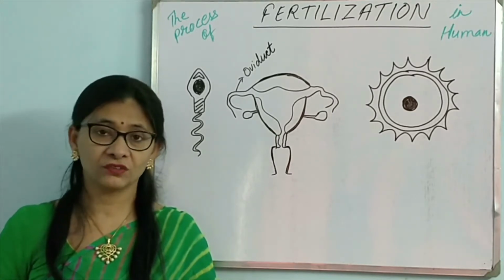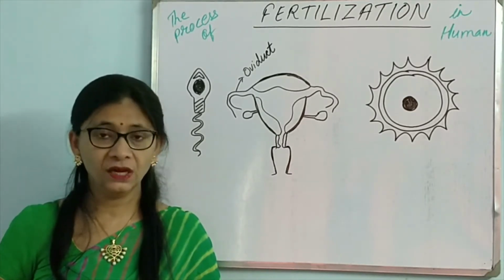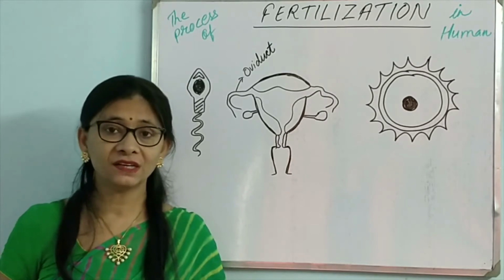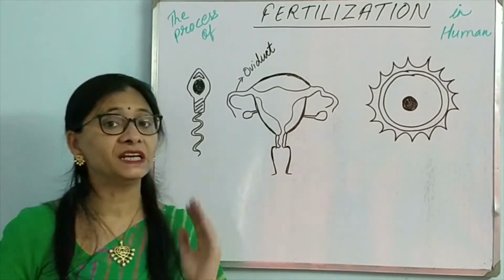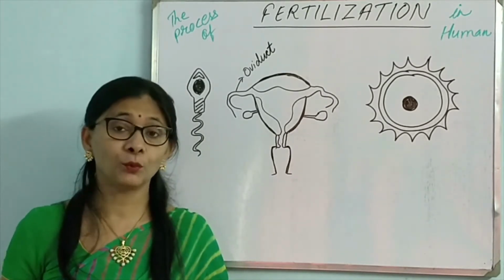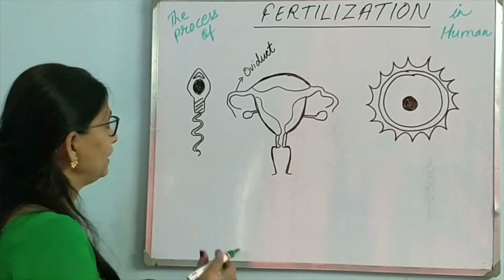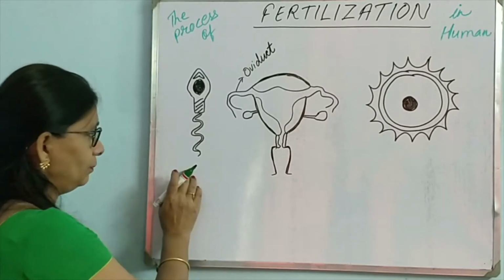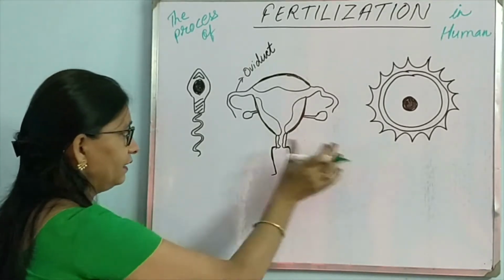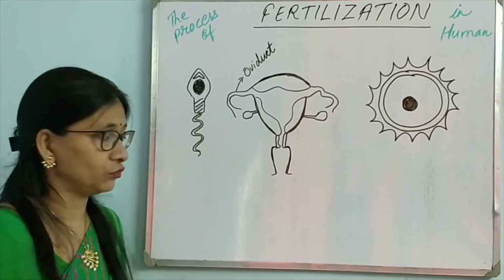Process of production of male and female gametes in human, let us proceed further. In today's class, we shall know about how fertilization takes place in human, the process of fertilization. Let's start. So here, as you can see, there is a diagram of sperm, human egg, and the reproductive structure.